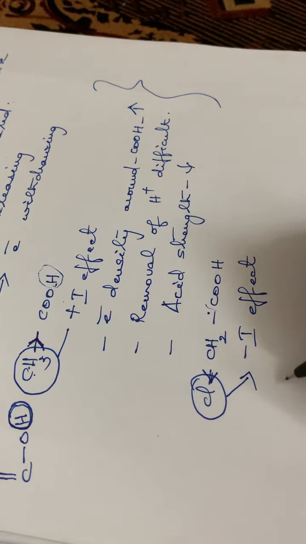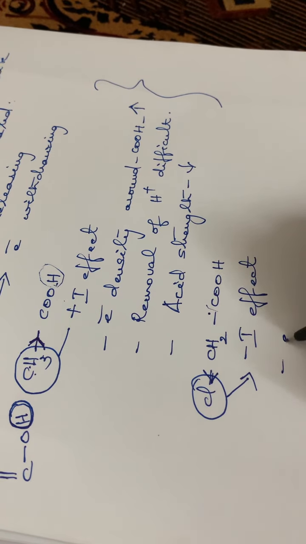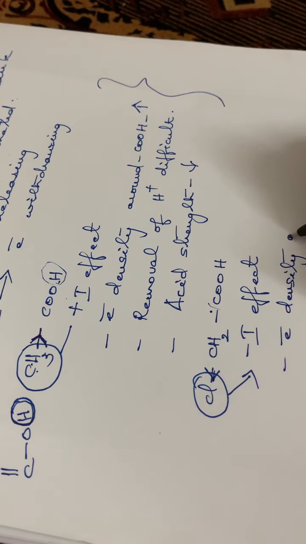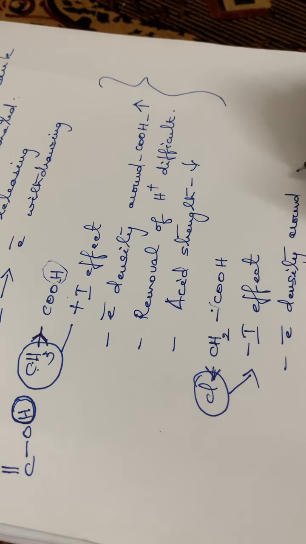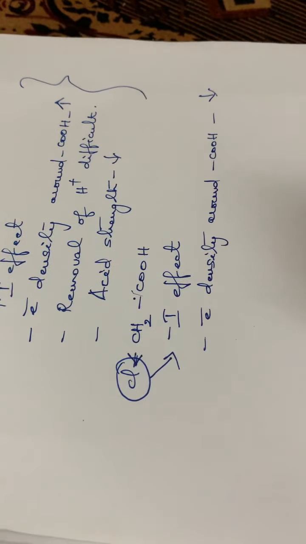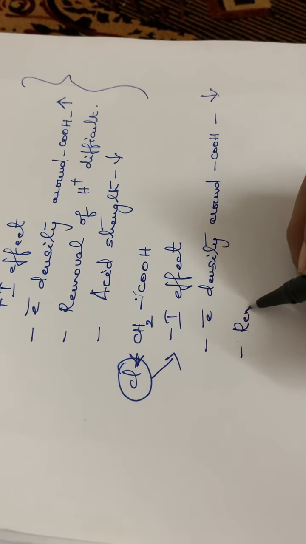So here this is a minus I effect group, so the electron density around COOH decreases. So the removal of proton is easy.